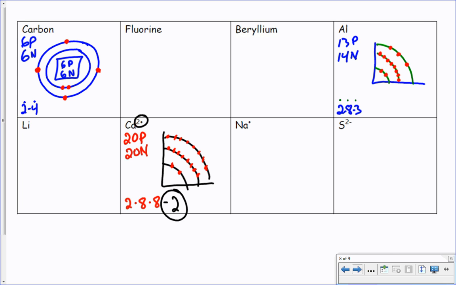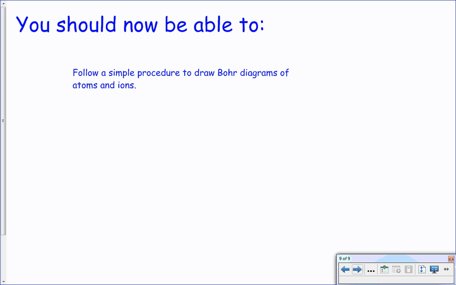So now you got to figure out what I'm going to do when at this plus charge and this -2 charge. But we are thoroughly versed now in Bohr diagrams. All you need is some more practice, and you'll be able to distinguish between atoms and ions using Bohr diagrams. See you guys tomorrow in school.